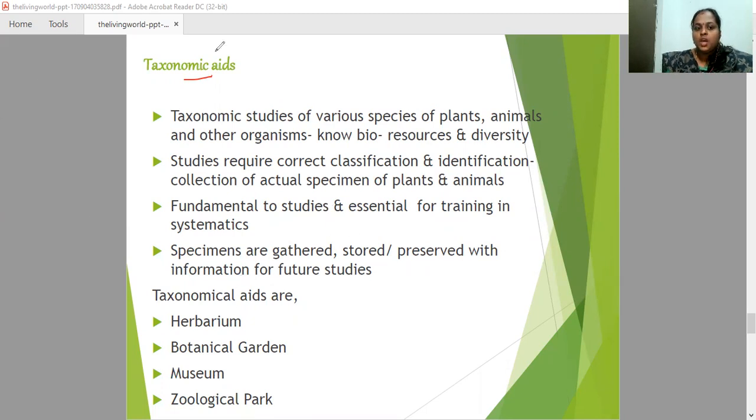For the studies. So here, what happened? Fundamental to studies and essential for training in systematics. Specimens are gathered, stored, and preserved with information for future studies. As I told you, when we are gathering, we need to classify and identify carefully for further studies. Taxonomical aids include herbarium, botanical garden, museum, zoological park. All these are the taxonomical aids.